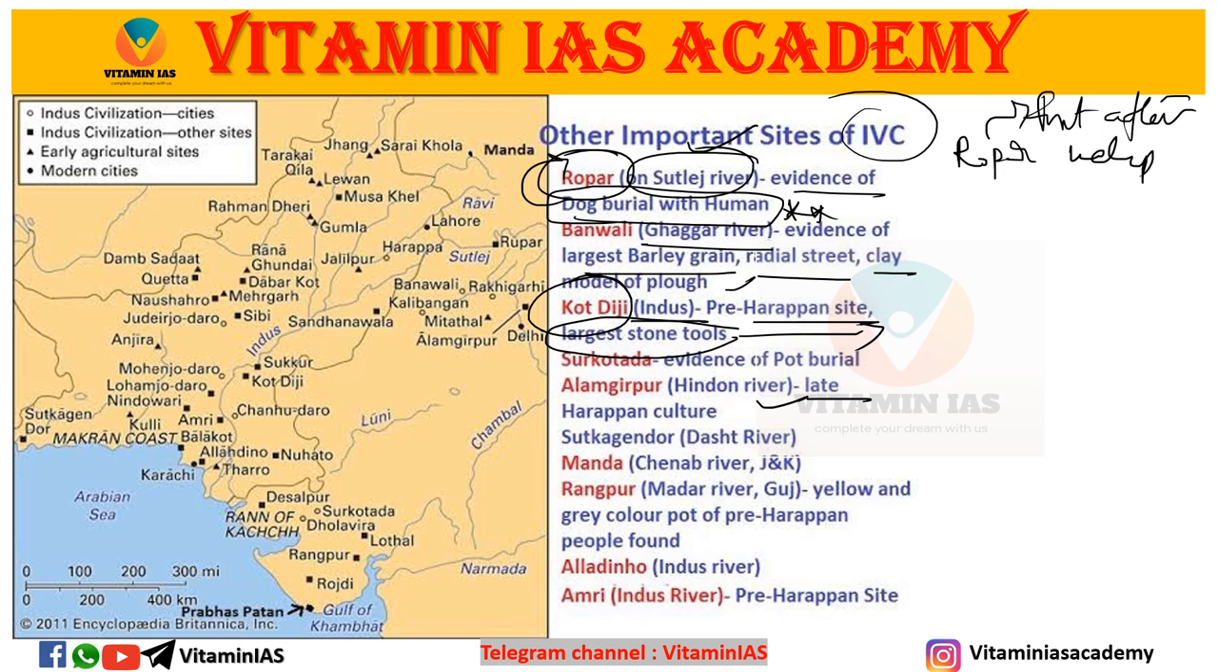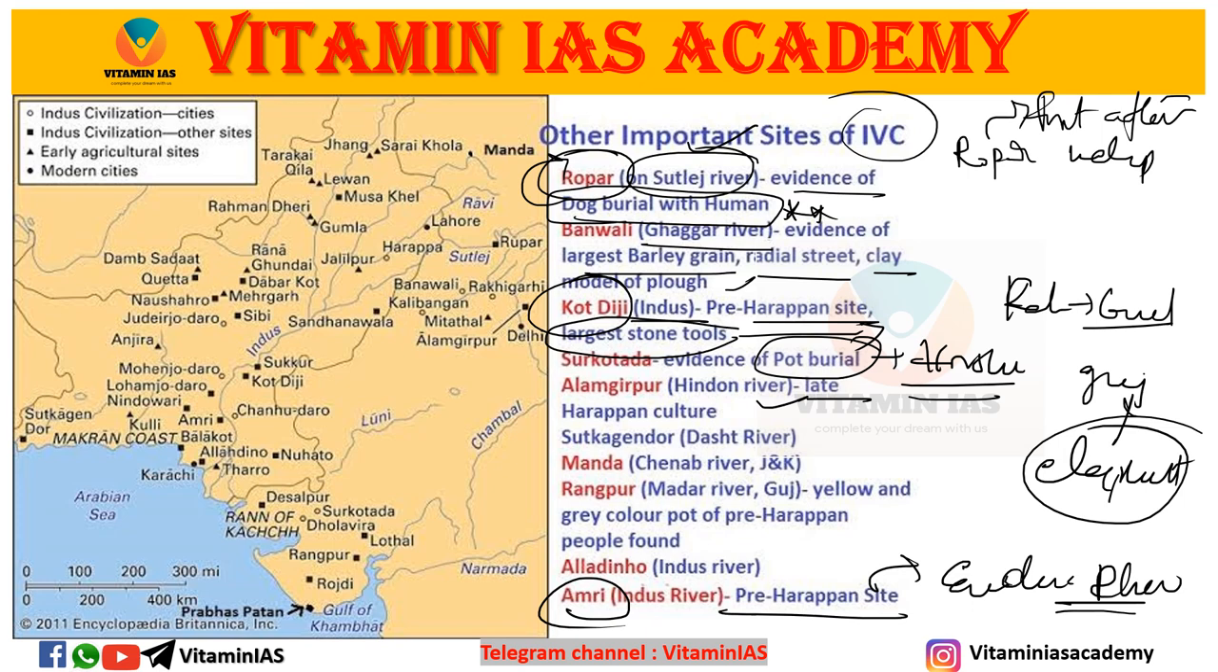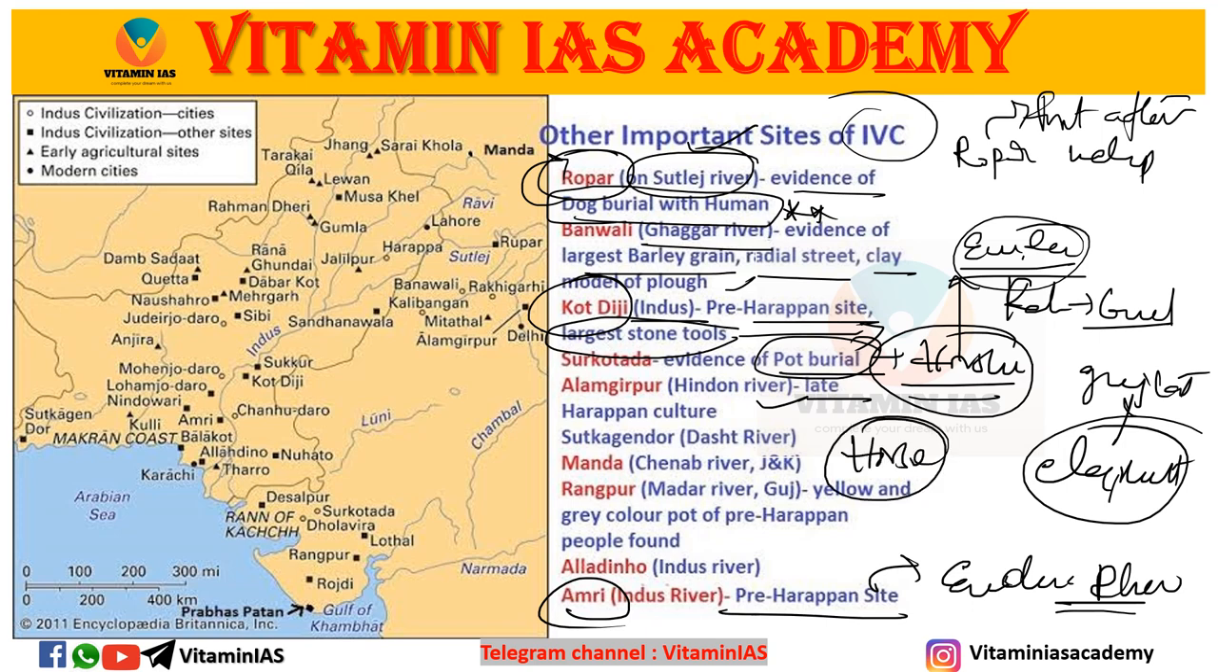Alamgirpur, a late Harappan site; Manda, Rangpur and Amri. Amri is a pre-Harappan site with evidence of rhinoceros. Sorkotada has evidence of pot burial along with horse. Kalibangan, camel, we know very well. Kalibangan camel, Amri rhinoceros. And in Gujarat, evidence of elephant also was found. And Lothal, you know very well, a port city. Sorkotada, pot burial plus horse evidence. But horse was an animal not known to the Indus Valley people.